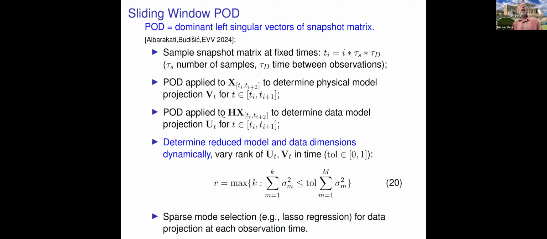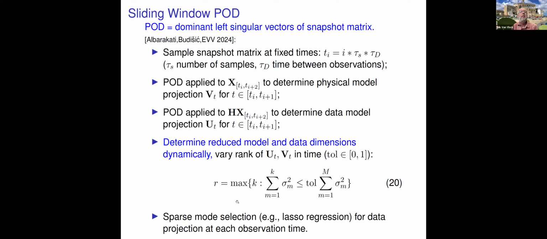To get the projections for the data model, we apply POD to H, our observation operator applied to the snapshot matrix. We could apply it, for example, directly to snapshots of observations themselves. The typical thing is we set some tolerance and determine the rank, how many columns we're going to use, based on having some percentage of the singular value mass.